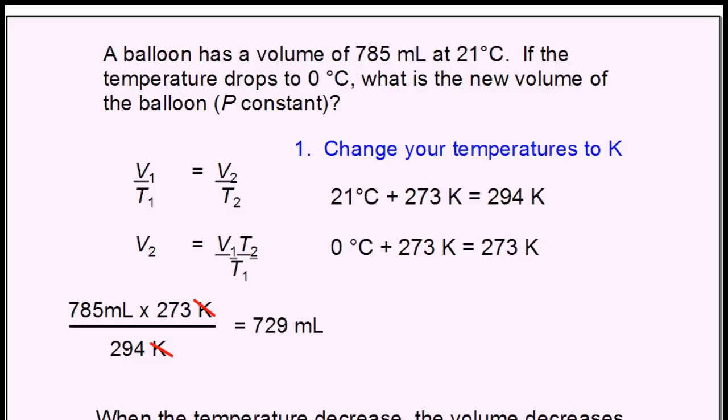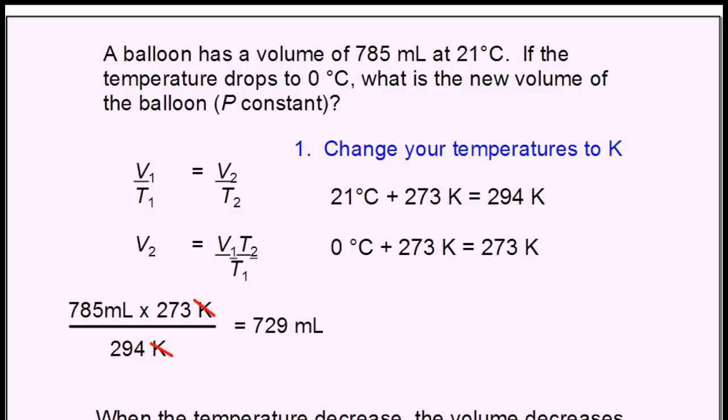Let's see how we can put Charles' law into action. A balloon has a volume of 785 milliliters at 21 degrees Celsius. If the temperature drops to 0 degrees Celsius, what is the new volume of the balloon? And keeping in mind that pressure is going to be constant.